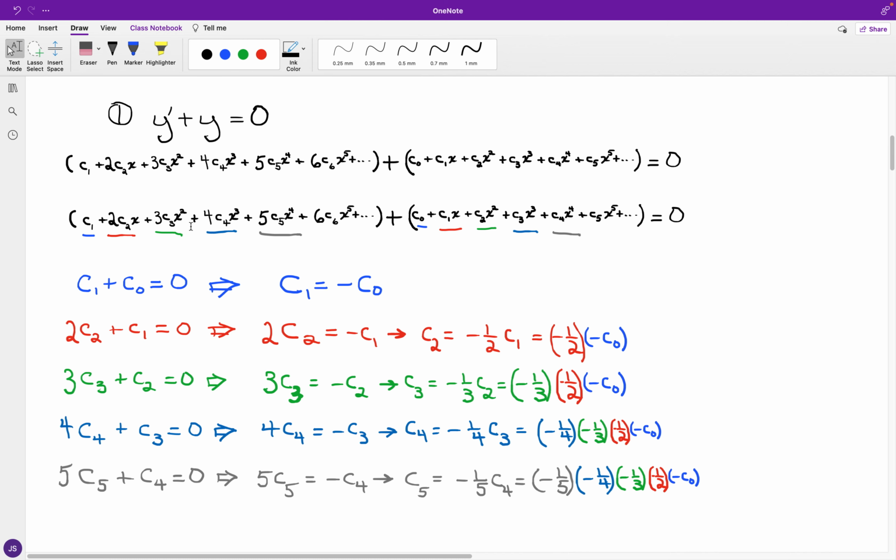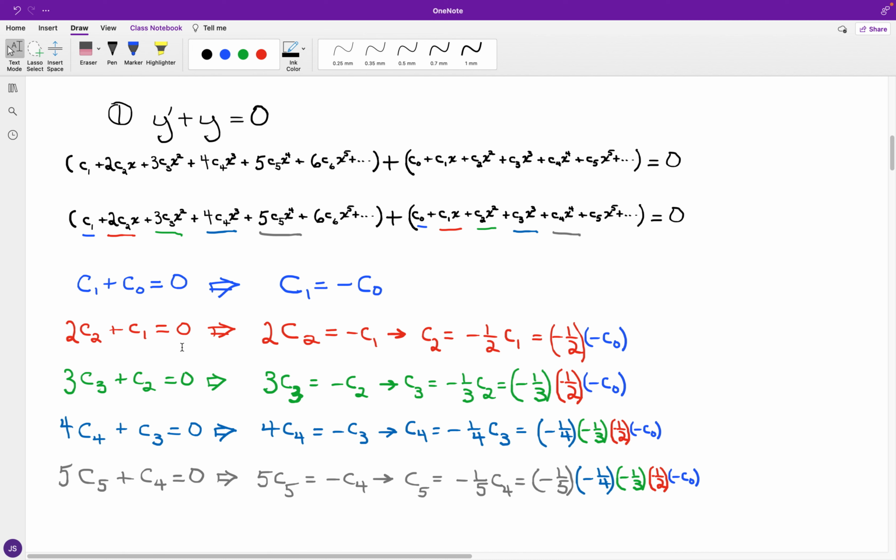And then for the constants alongside the x squared from both series sets, we have 3c sub 3 plus c sub 2, set equal to 0. And third order we have 4c sub 4 plus c sub 3. Again, fourth order we have 5c sub 5 plus c sub 4. Okay, and that arrangement gives us a system of equations set equal to 0.